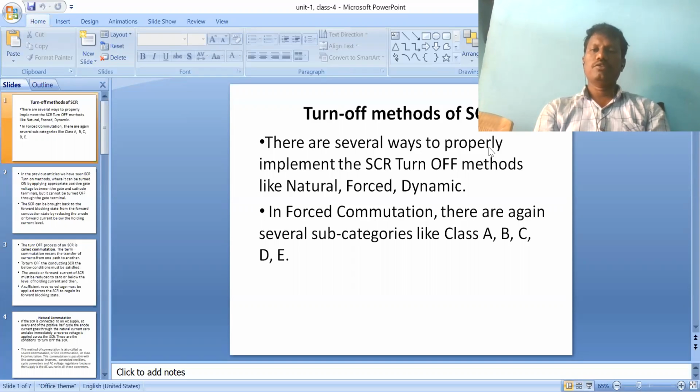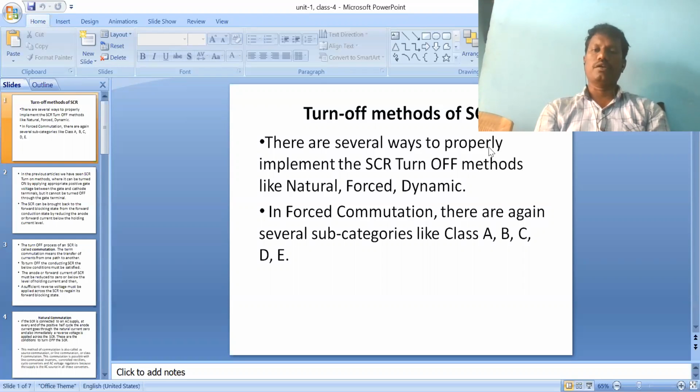So there are some methods or separate circuits to implement to turn off an SCR, or there is no requirement of separate methods, depending upon the supply. So finally, what is turn off of the SCR? The flow of anode current becomes nearly equal to zero, meaning there is no current flow through the anode terminal of the SCR. That is simply to say the SCR is in off state.